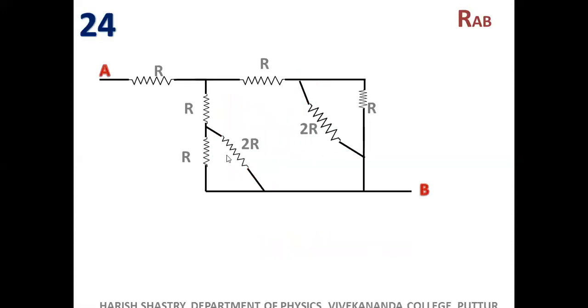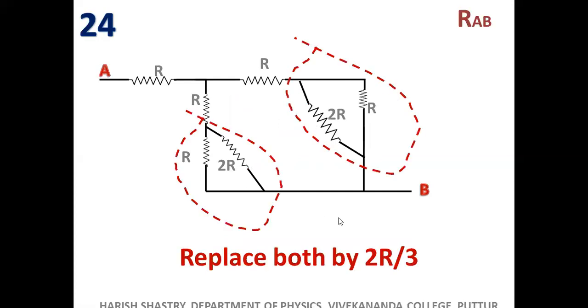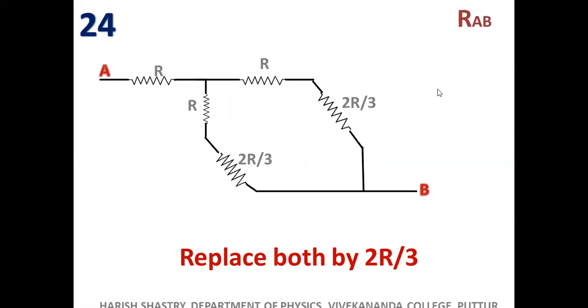Now, what else next? This 2R parallel R. You know, 2R parallel R is 2R by 3. 2R into R by 2R plus R, 2 by 3, and in the numerator R. 2R by 3. So shall we replace it by 2R by 3? This is 2R by 3. This is 2R by 3. So what is the answer now? 2R by 3 here.